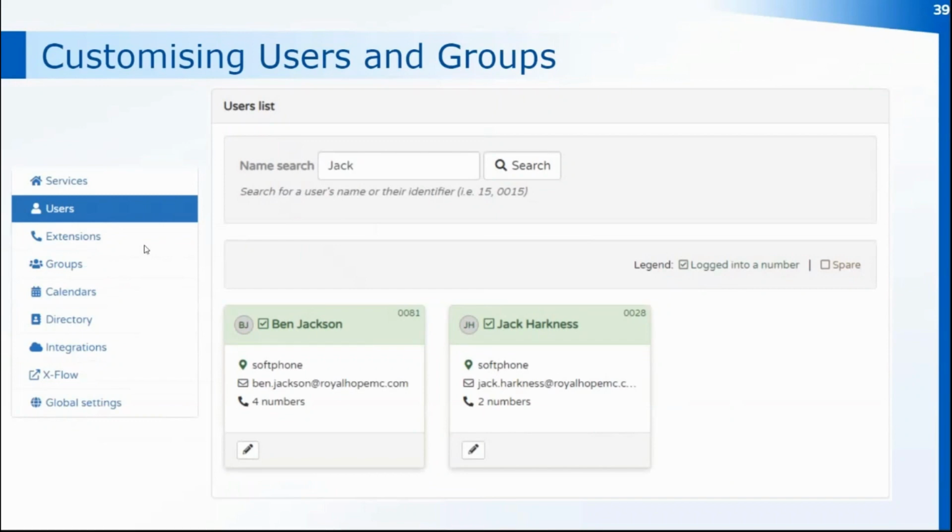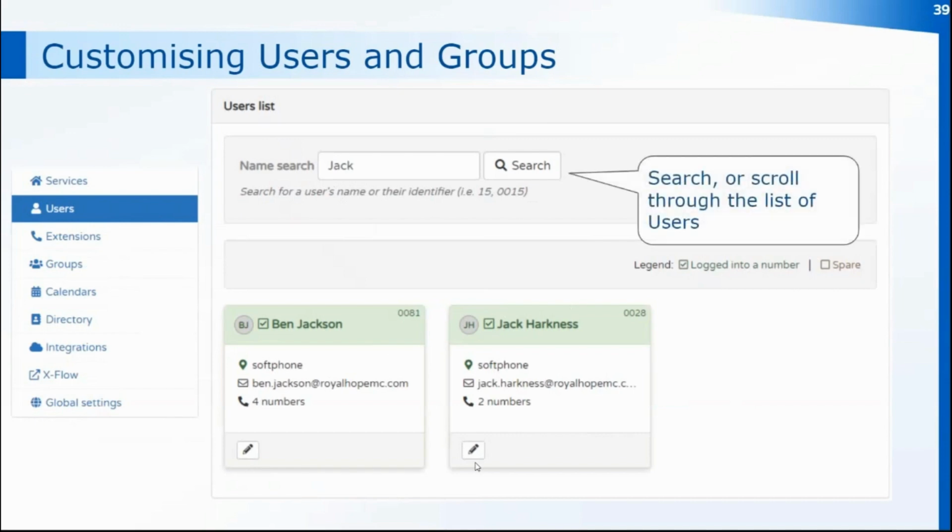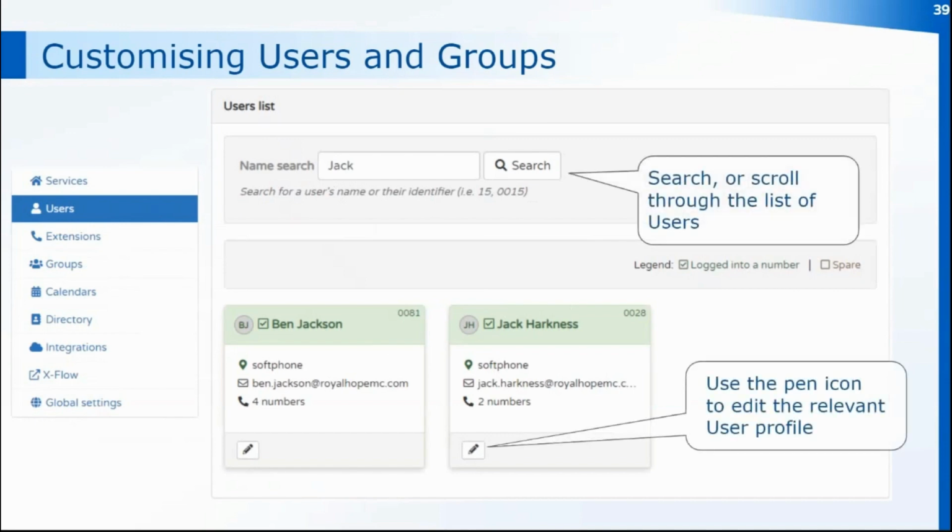When I click in users, that will then give you a list of all the users that you have already set up through the service delivery console. Within the configuration console, you can search for those users. So I'll search for my user, which is Jack Harkness, and that's then brought up anything that matches Jack within the users. I can then use the edit pen on the user details to edit that relevant user's profile.